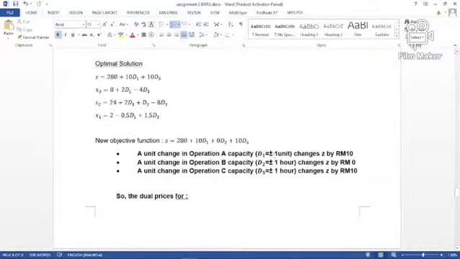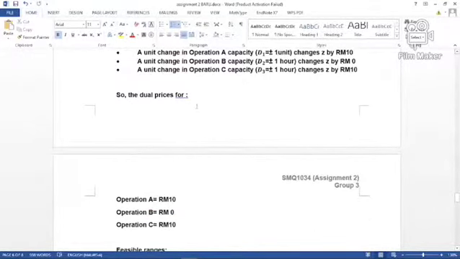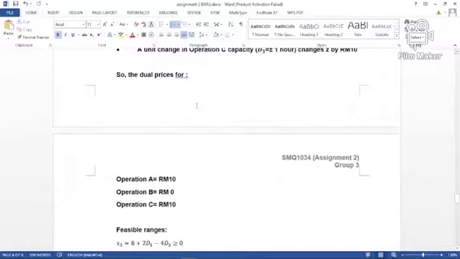either plus or minus 1 unit changes Z by 10 ringgit, and operation B capacity changes Z by 0 ringgit, and also for operation C, a capacity change of either plus or minus 1 hour changes Z by 10 ringgit. So we can find the dual prices: for operation A is 10 ringgit, for operation B is 0 ringgit, and for operation C is 10 ringgit.